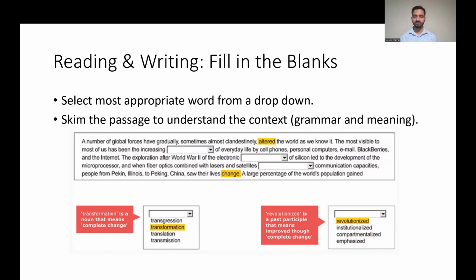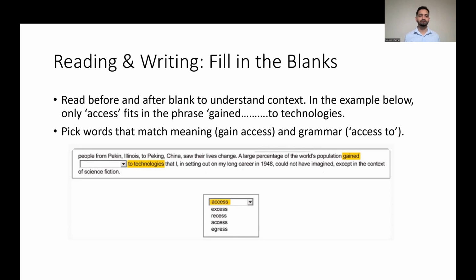All right, now we're going to talk about reading and writing fill in the blanks. Obviously, we'll talk very briefly on the strategies because the strategies are similar. So in reading and writing fill in the blanks, we will select the most appropriate word from a drop-down. We'll skim the passage to understand the context. Again, we'll skim the passage to understand the grammar and meaning, and grammar cues. I mean, obviously, we need to think about the word choices as we go along. So first, we're going to read before and after the blank to understand the context. In the example below, only access fits in the phrase gained through technologies.